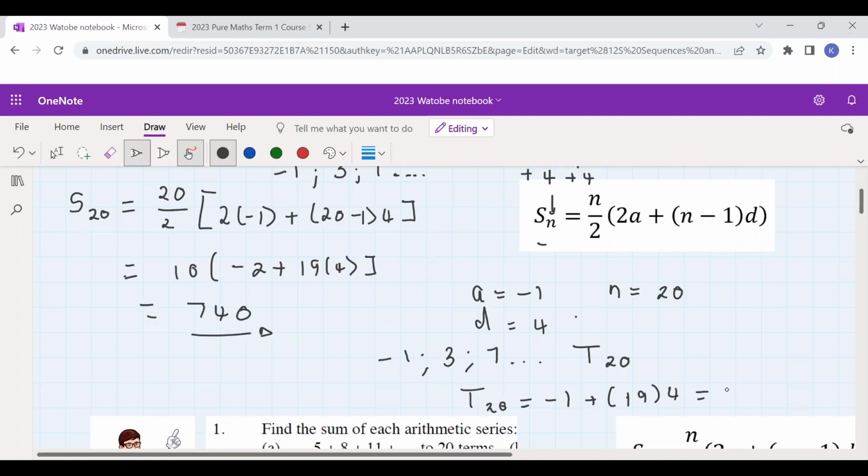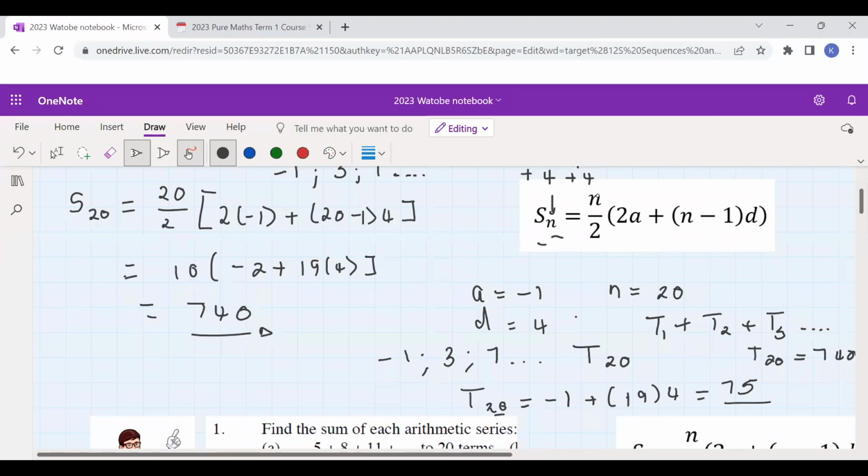How much will that give you? Anyone? That will give you 75. That's what I got. Okay, so do you understand the difference? This tells us that the term that is sitting in position 20 is 75. But this tells us that term number 1 plus term number 2 plus term number 3 and so on until term number 20 is equal to 740. Do you understand?